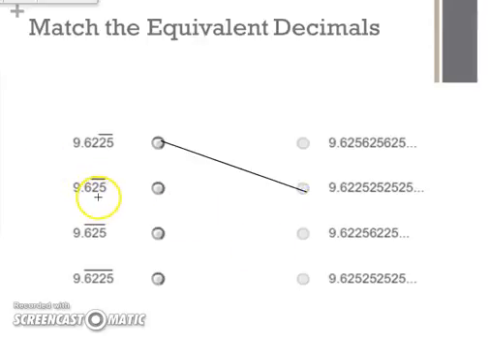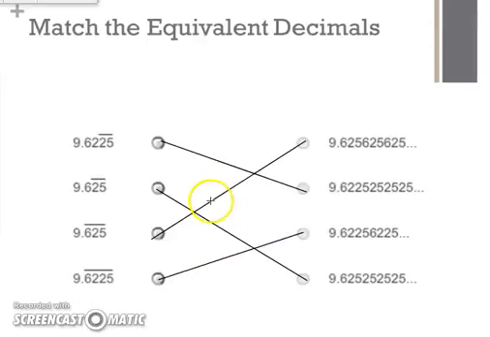This one repeats 9.625 repeating, so it repeats after the 6, 9.6252525. We'd match it with this one. This one repeats the entire chunk, 9.625, and then it would have to go 625, 625. We already looked at that one up here, so these two match. And just double check, this one repeats 0.6225, so it would go 6225, 6225, 6225. They match here. So pay attention to the chunk that repeats.